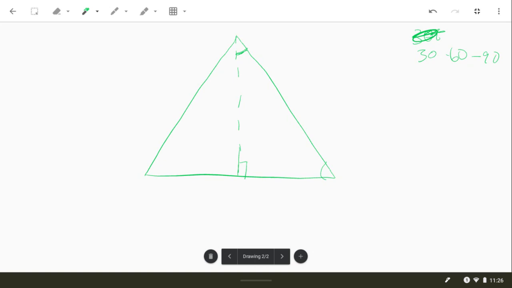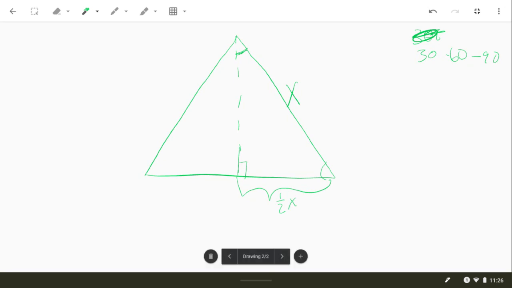Now let's label the original side length. I'm going to label that X. Now because we cut it in half, this means that the shortest side here is going to be 1/2 X. All right, 1/2 X.